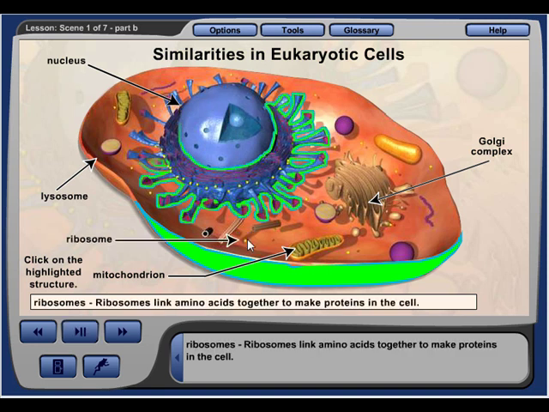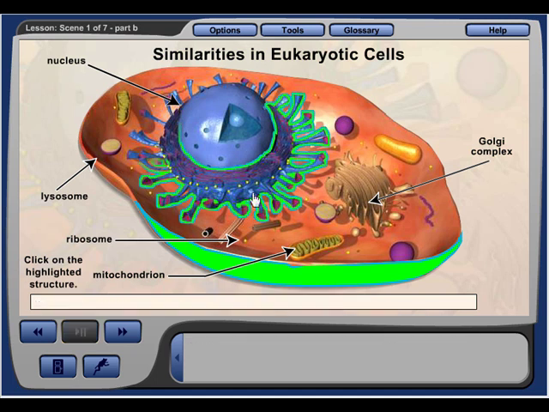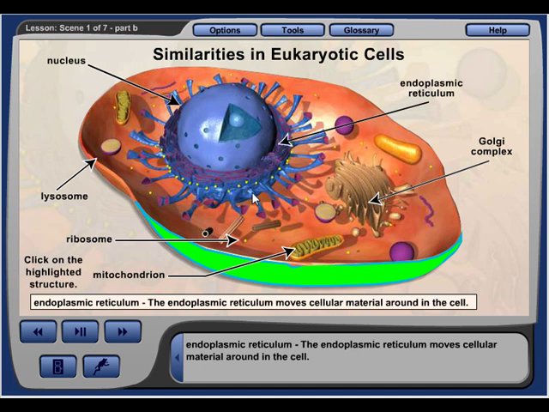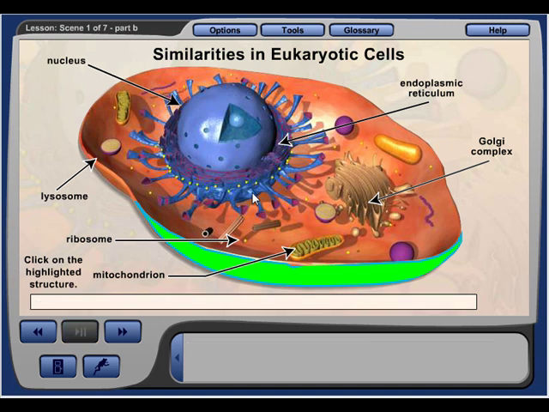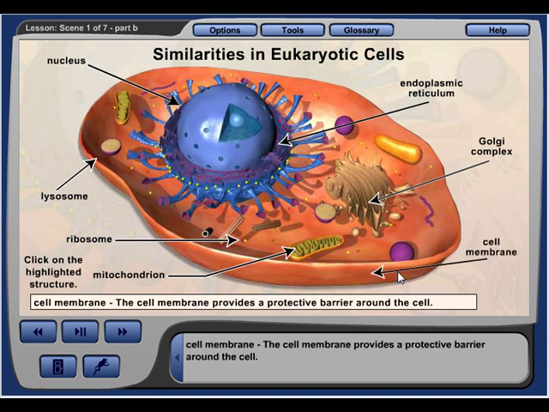Ribosomes. Ribosomes link amino acids together to make proteins in the cell. Endoplasmic reticulum. The endoplasmic reticulum moves cellular material around in the cell. Cell membrane. The cell membrane provides a protective barrier around the cell.